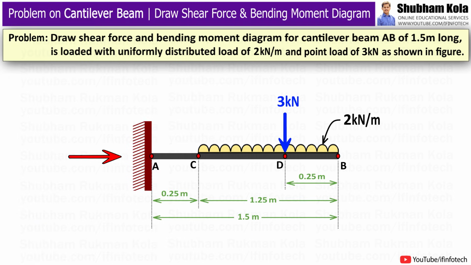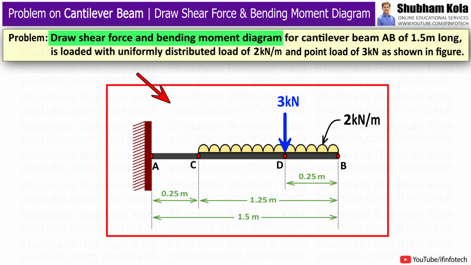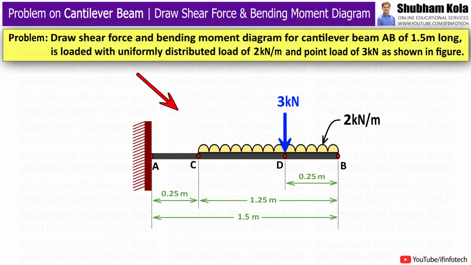In this video, we are going to learn how to draw shear force and bending moment diagram for a cantilever beam as shown in figure. So the statement is given as: draw shear force and bending moment diagram for a cantilever beam AB 1.5 meter long is loaded with uniformly distributed load of 2 kN per meter and point load of 3 kN as shown in figure.